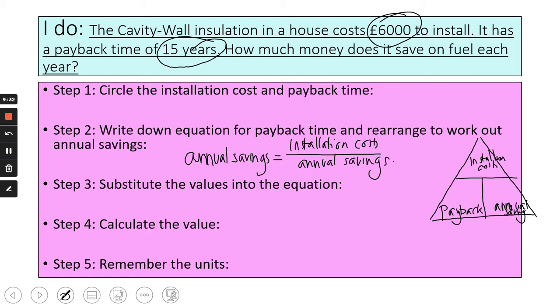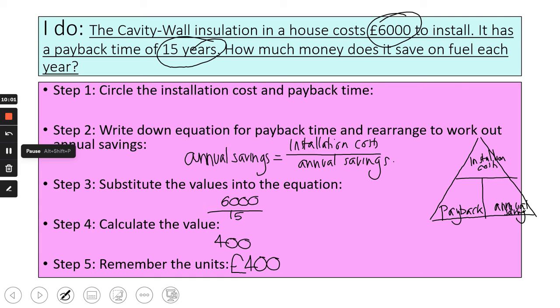So for step 3, I'm going to substitute my values into the equation. So it would be 6,000 over 15. This should equal 400. So I need to remember the units. So annual savings is in pounds.